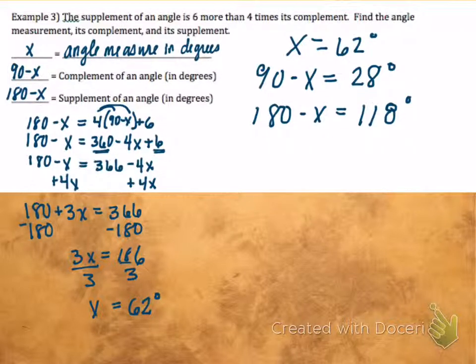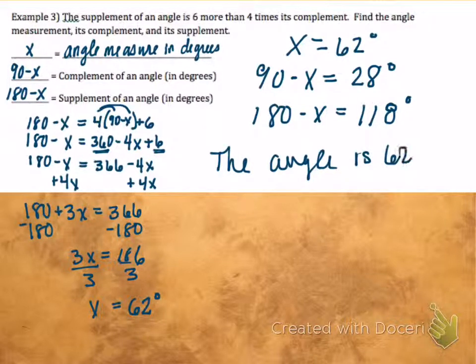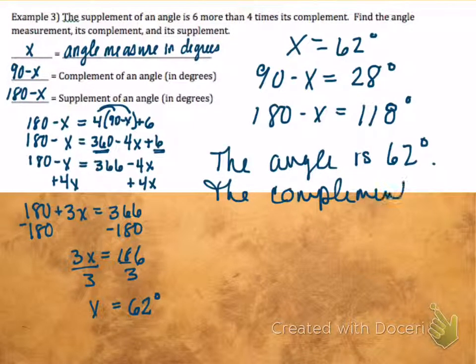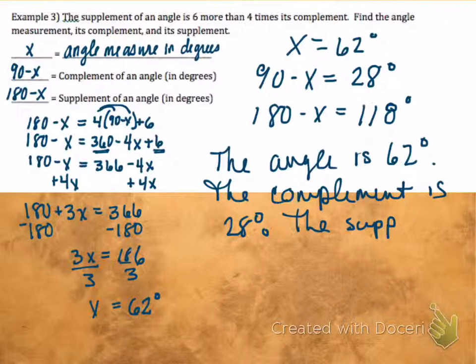So again, word problems, so word answers, so we would just translate into a sentence. So the angle is 62 degrees. The complement is 28 degrees, and the supplement is 118 degrees.